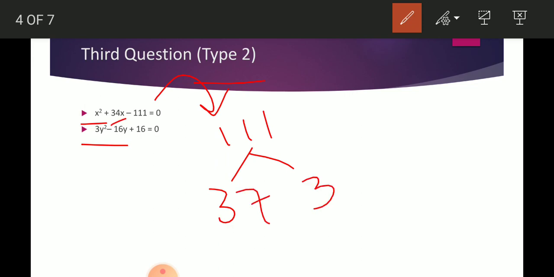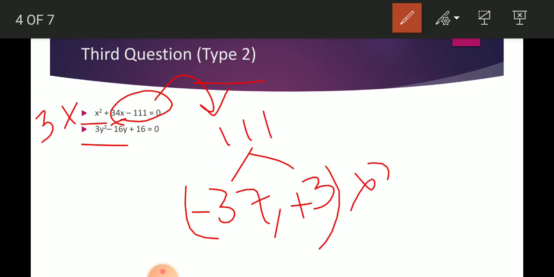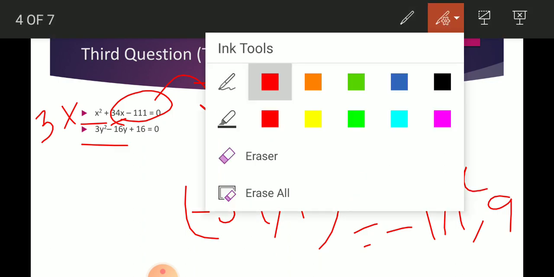Since the sign before 34 is positive, the sign before the higher value, that is 37, will be negative. Since the sign before 111 is negative, both roots will have opposite signs, that is, if the first one is negative, the second one will be positive. But since the coefficients are different, we have to make them the same. That can be done if we multiply the first equation by 3. So for the roots also we have to multiply by minus 3. So minus 111 and 9 will be our values of x.